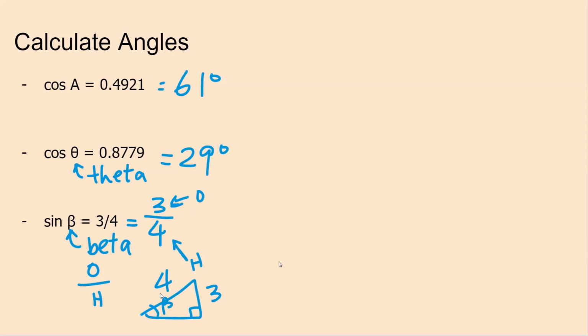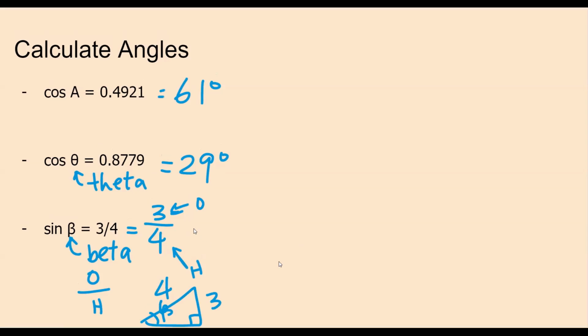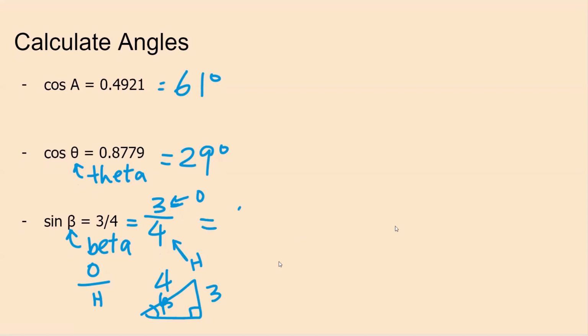So now we want to find out what this angle is. Let's grab our calculator again. The second, oh, I already put it in. Let's just calculate then. Whoops. Second sine of 3 over 4, opposite over hypotenuse, is equal to 48 degrees. All right.